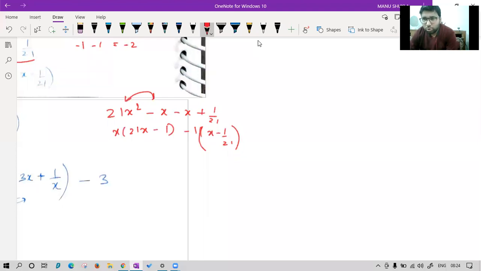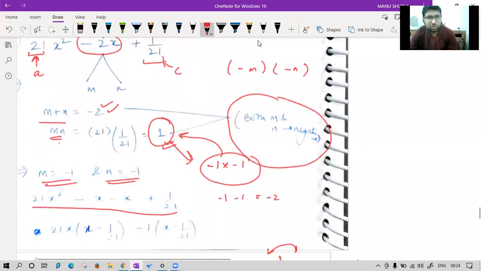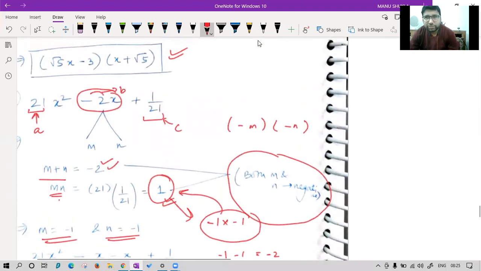Sir, but 2 was positive. Where is 2 positive, beta? 2 is not positive. See, it is minus 2x, Moksha. We have to always consider the equation ax square plus bx plus c.